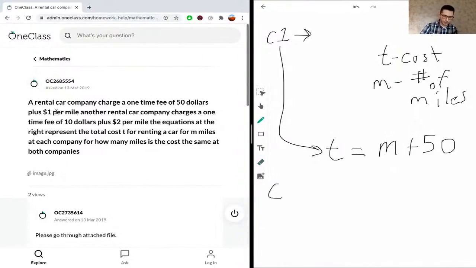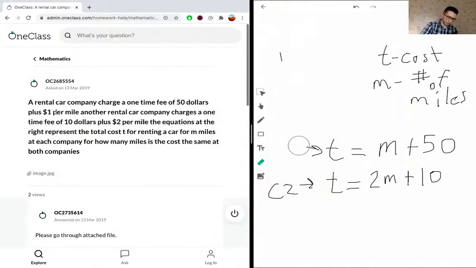Then for company two, we'll say T, so the total cost will be $2 per mile, so 2M, plus a one-time fee of $10. So here they have a higher rate per mile, but they have a lower fixed rate of $10. So similar idea to define the equation.